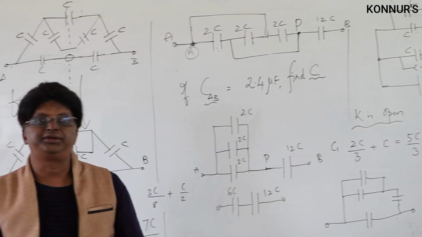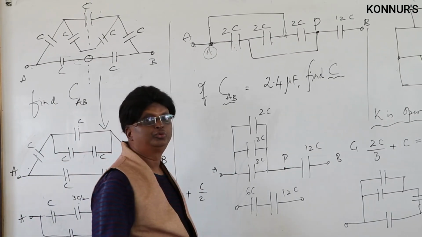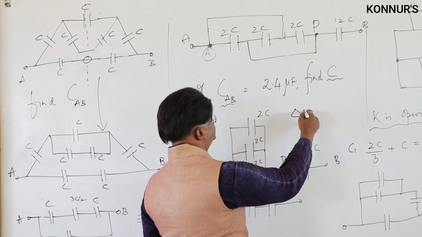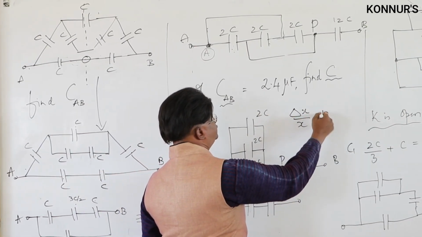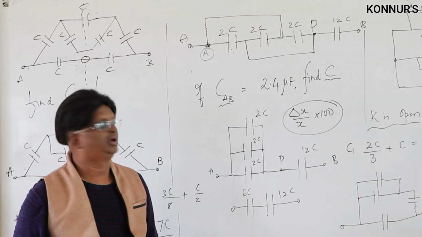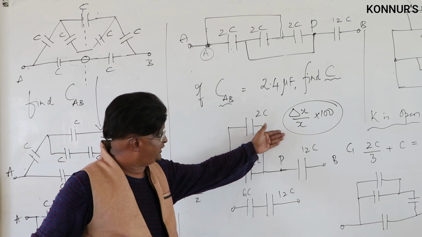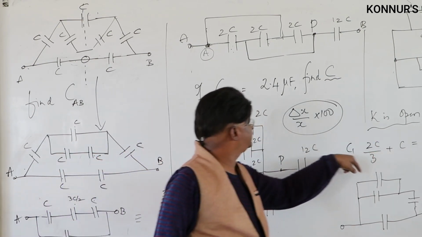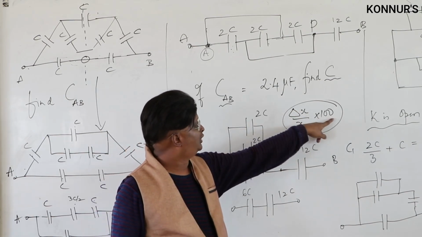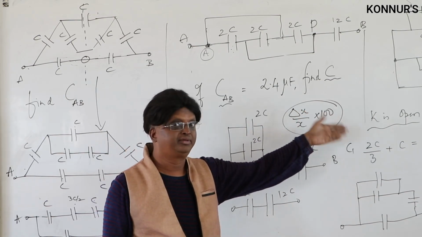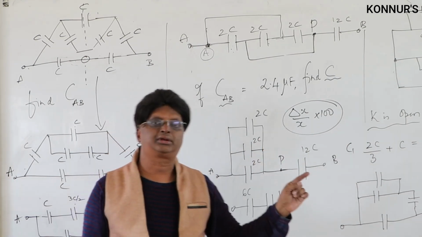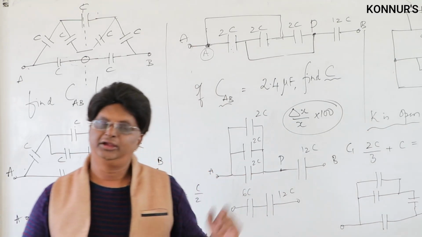And now what is the percentage? Always remember how to get the percentage of change: delta X by X into 100. So initially it was 5C by 3, right? The answer is C by 5C by 3 into 100. So that will come to around 60%. Like that, short circuit is another principle to remember in solving.